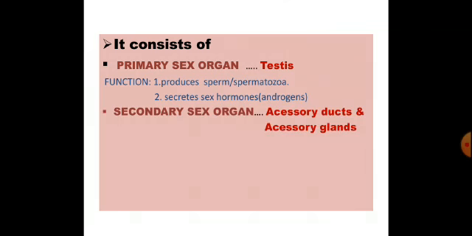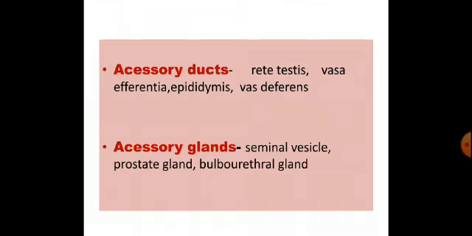Also, it secretes sex hormones, collectively called androgens. Among them, the chief hormone is testosterone. Secondary sex organs mainly consist of accessory ducts and accessory glands. They give support to the primary sex organs. Accessory ducts are the testis, vasa efferentia, epididymis, and vas deferens. Accessory glands are the seminal vesicles, prostate gland, and bulbourethral gland.